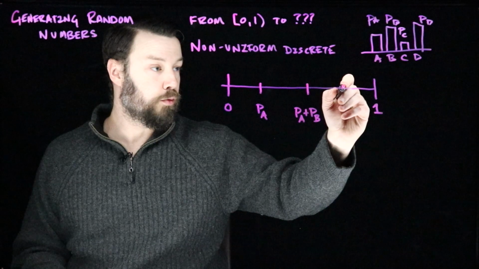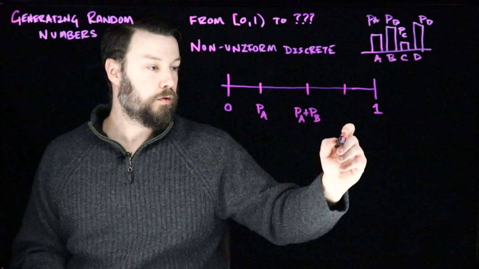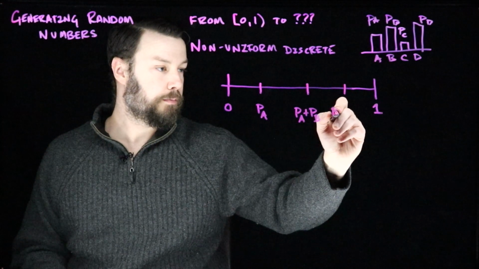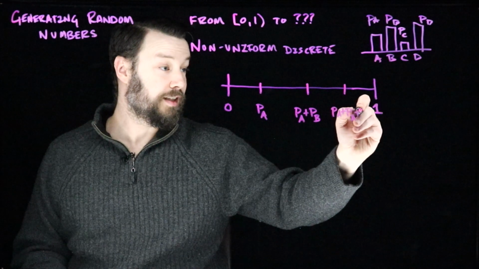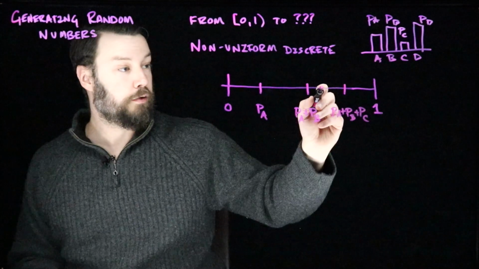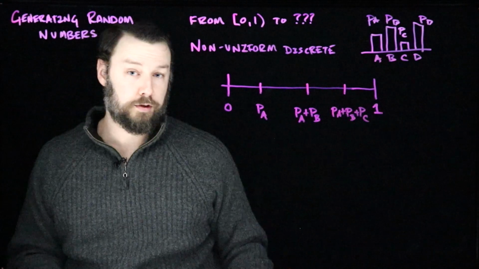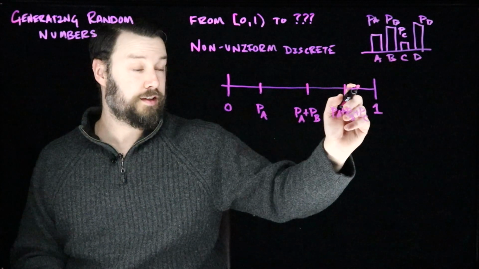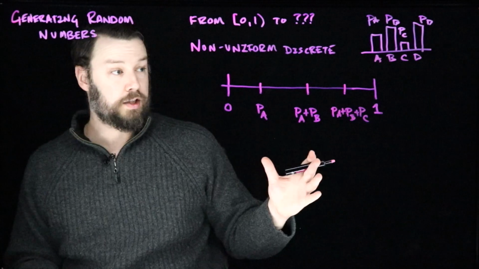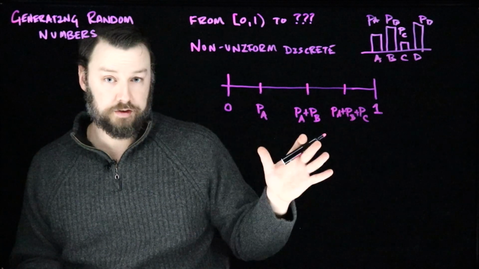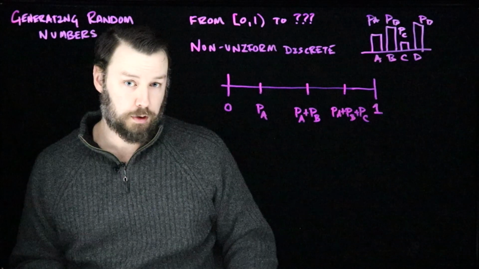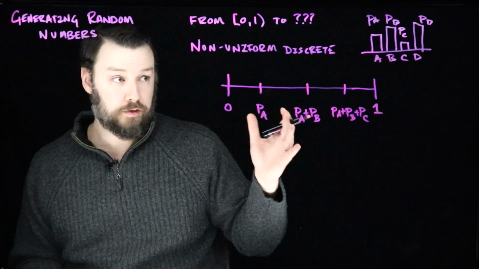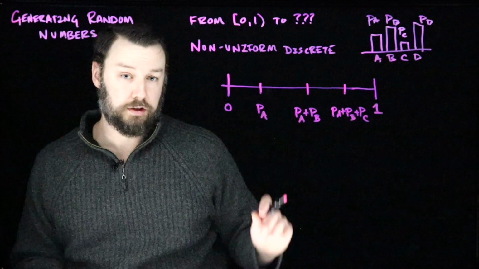Finally, I add one more value, which is now going to be PA plus PB plus PC. And if I fall into this bucket, then I'm going to return C. And if I fall into this bucket, I'm going to return D. So now all I need to do is build this sequence of thresholds. And when I draw from 0, 1, it always falls into one of these buckets. The idea, of course, being that the size of the buckets are proportional to the probability of that outcome.